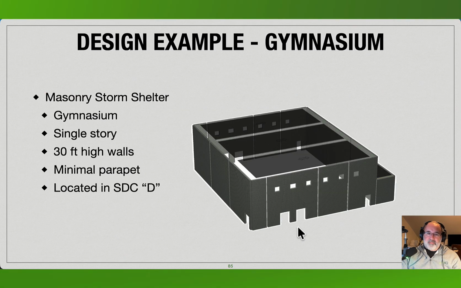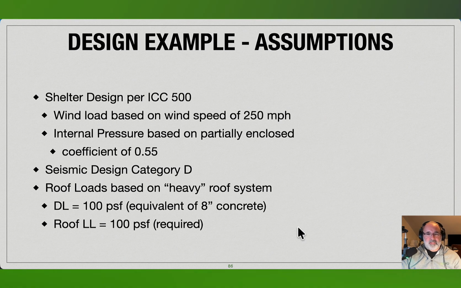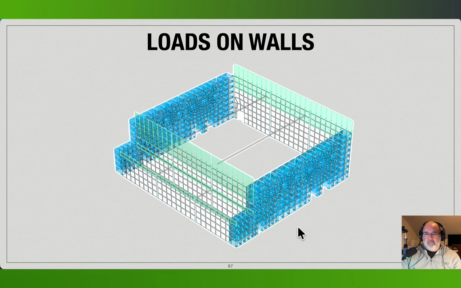So looking at a really simple example for a gymnasium, again, 30-foot high walls. We have it located in seismic design category D. So we know that we already have pretty significant reinforcement requirements, load demand requirements, but a shelter is going to be, again, even that much more. So we're going to design it for 250 miles per hour, with that partially enclosed pressure coefficient. We have the heavy loads that are on the system already. We have 100 PSF dead load just because of the 8 inches of concrete, and then we have the high live loads.